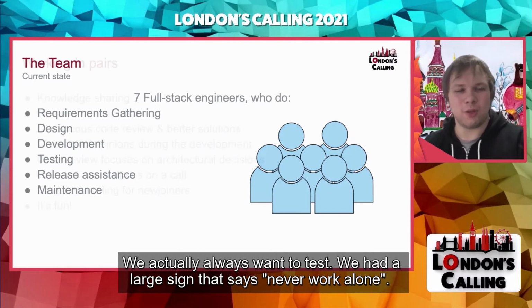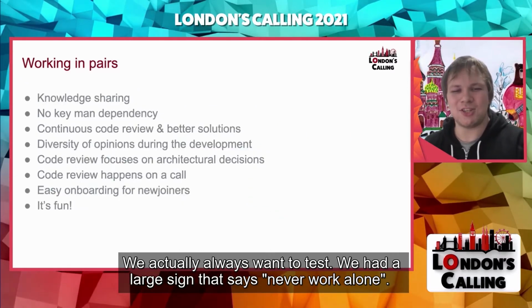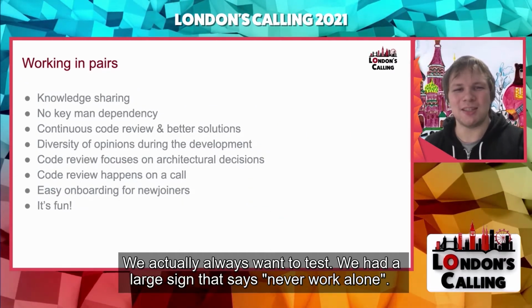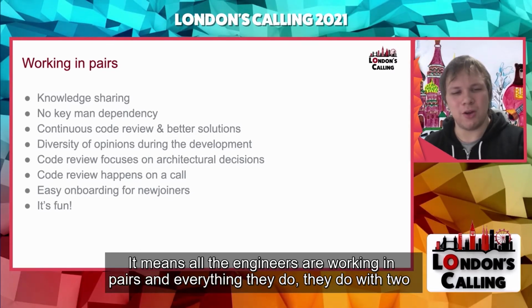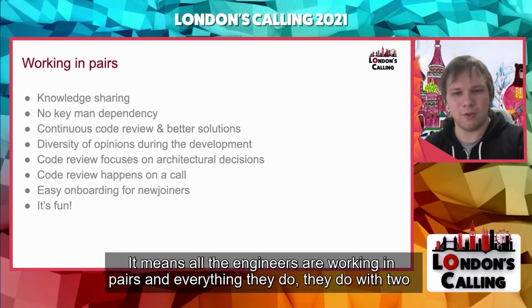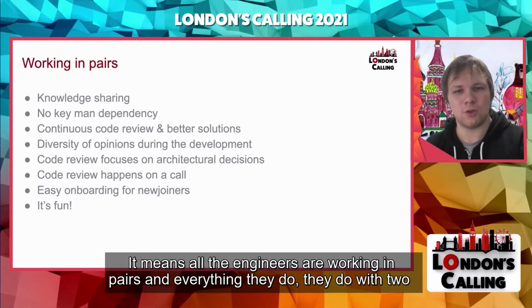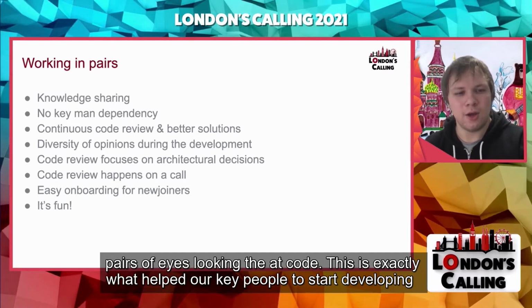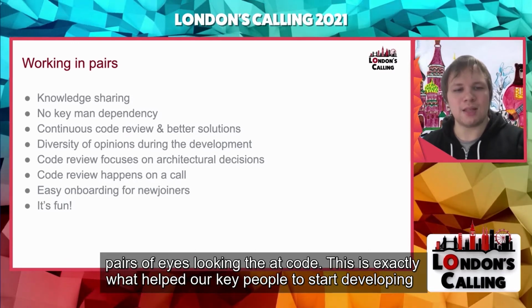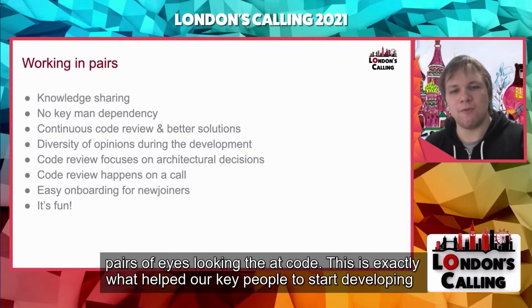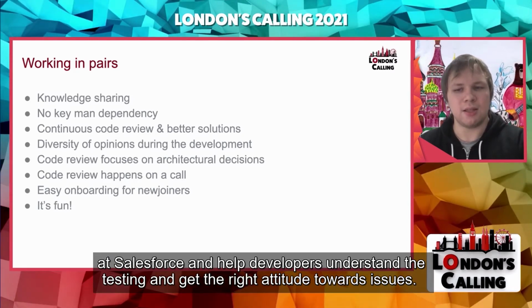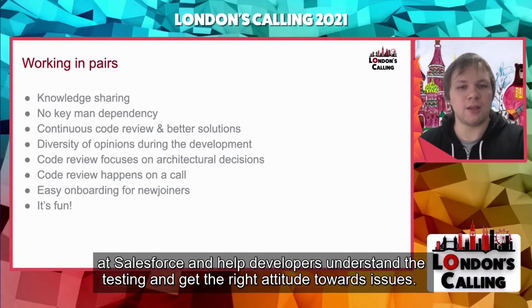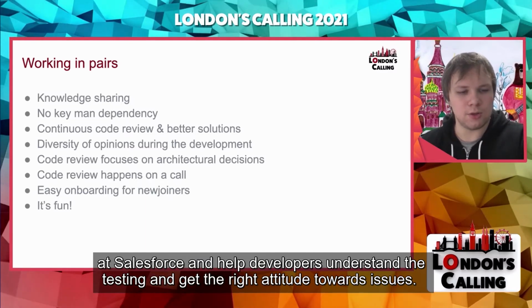We actually always work in pairs. We even have a large sign on our team agreements page that says never work alone. It means all the engineers work in pairs, with two people looking at the code together. This is exactly what helped our QA people to start developing on Salesforce. That's what helped developers to understand the testing nuances and get the right attitude towards quality assurance.